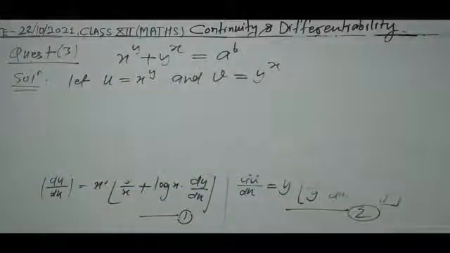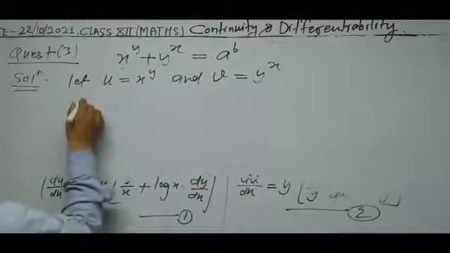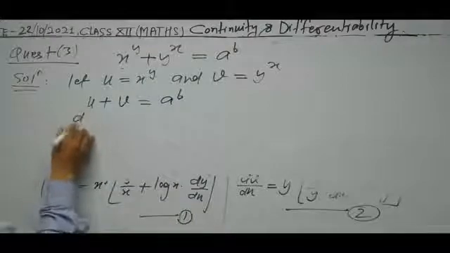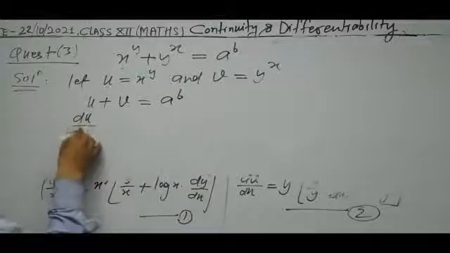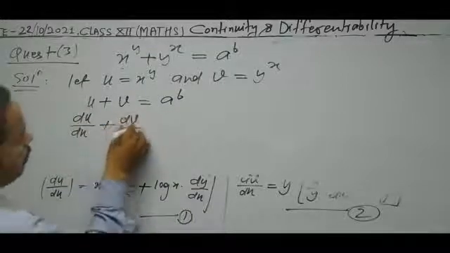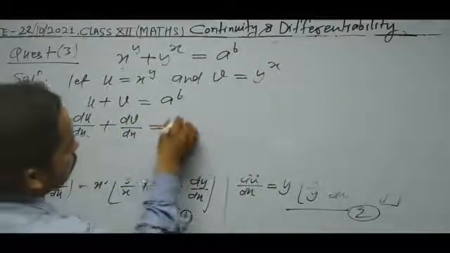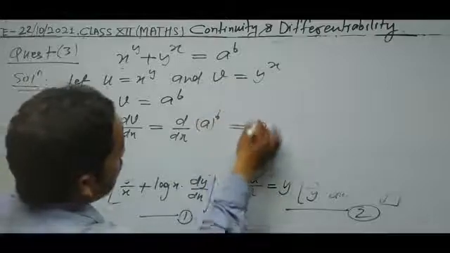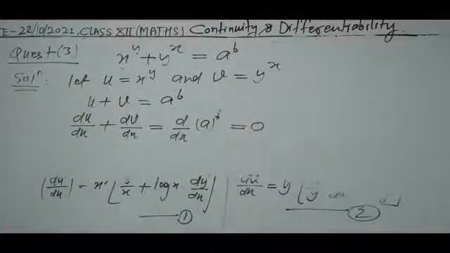Suppose I have considered this is u and this is v, so u plus v is equal to a to the power b, and when you operate d by dx, the result will be du by dx plus dv by dx is equal to d by dx of a to the power b. This implies the result will be 0, because the differentiation of a constant is 0, and now we have to put in the values.